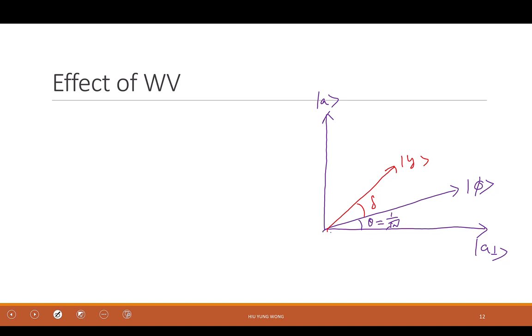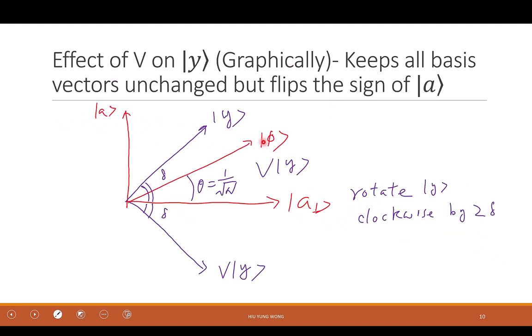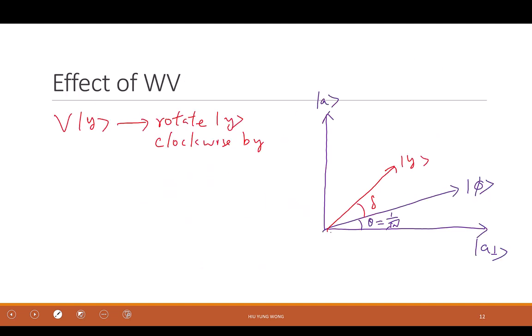So now, if I apply V to y, what do you get? Do you remember? I just told you, rotate y clockwise by how much? Rotate by the angle between y and A perpendicular, times 2. What is the angle between y and A perpendicular in this case? Yeah, delta plus theta. So it rotates by 2 times delta plus theta. Okay, so it comes to here. This is Vy, with this angle theta plus delta.